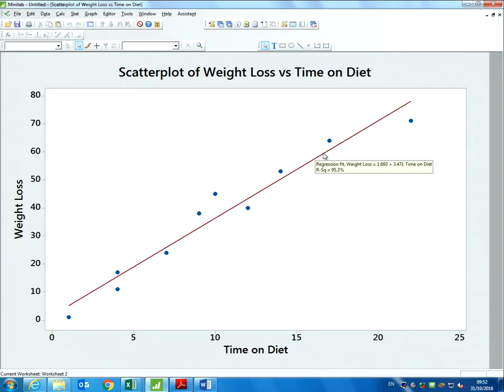So I've just hovered my cursor over the line of best fit on the scatter plot. Look what's appeared. I'll read it out for those of you that are struggling to see this. It says weight loss. Remember, weight loss is the y variable. Weight loss equals 1.693 plus 3.471 multiplied by time on diet.